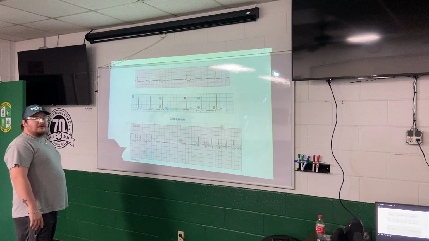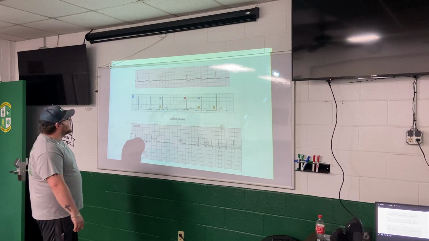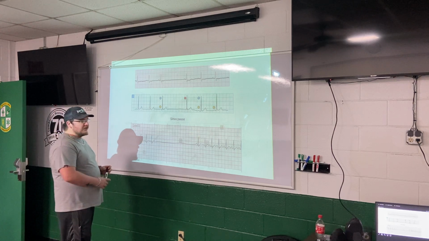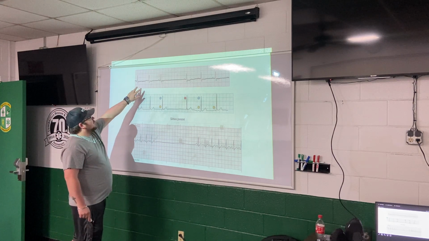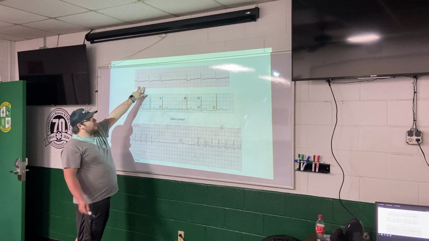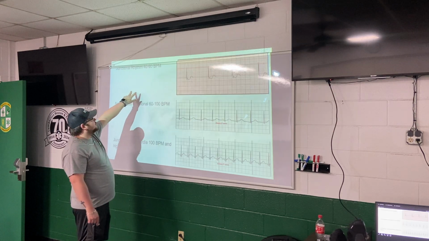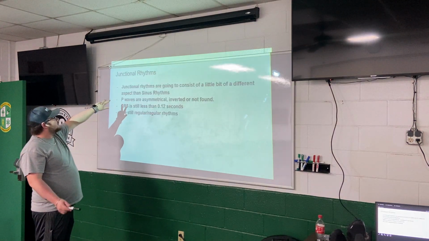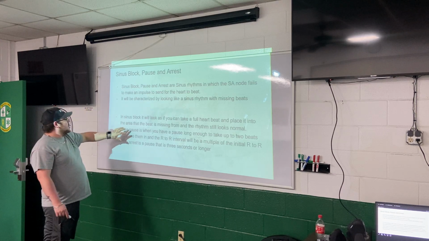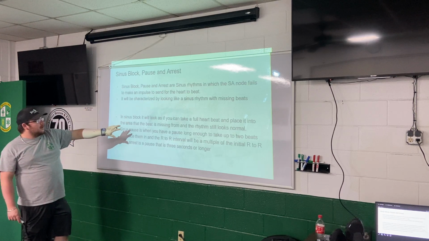Here's my sinus block, pause, and arrest slide. It should have been 2 slides over, so flip back for me real quick. One more. All right, so back into this sinus block.